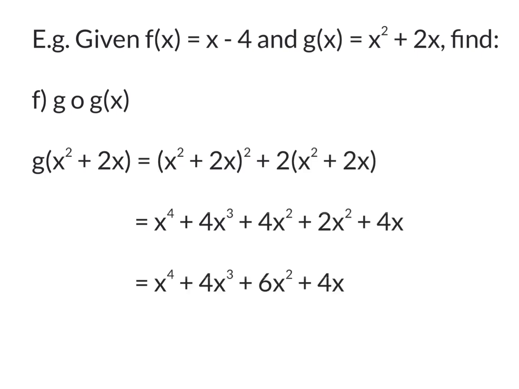And then looking at g of g of x, we sub the g function into the x of the g function, and you get x squared plus 2x all squared plus 2 outside of x squared plus 2x. When you expand that and collect like terms, you get x to the 4 plus 4x cubed plus 6x squared plus 4x.